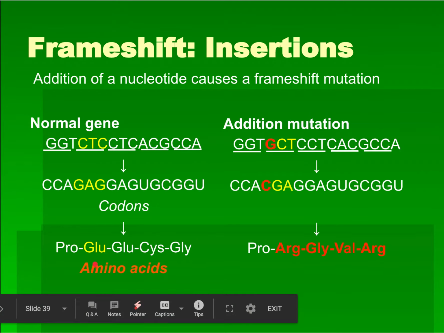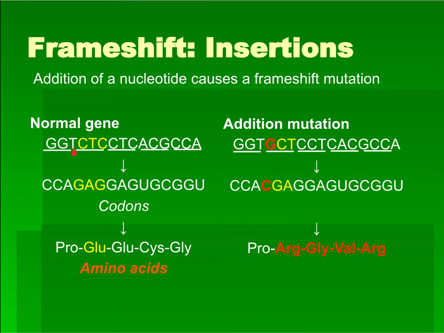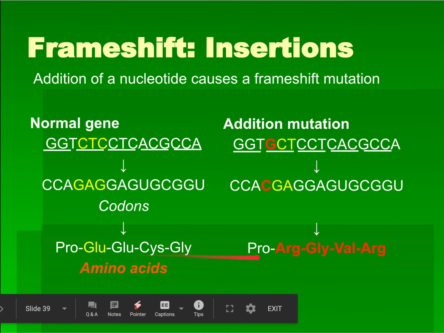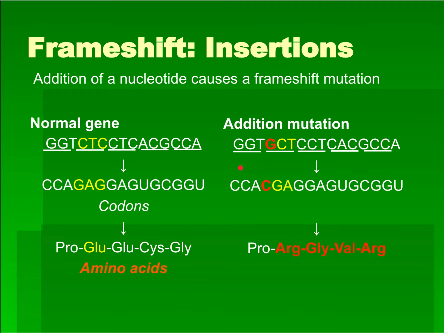But as we could see, the G was added right here, and what that did is it changed our entire amino acid chain. Now we have pro, arg, gly, val, and arg. It's not even like they're very close. They're very, very different, and that happened all because we added a nucleotide into one portion of our code, again, right here.